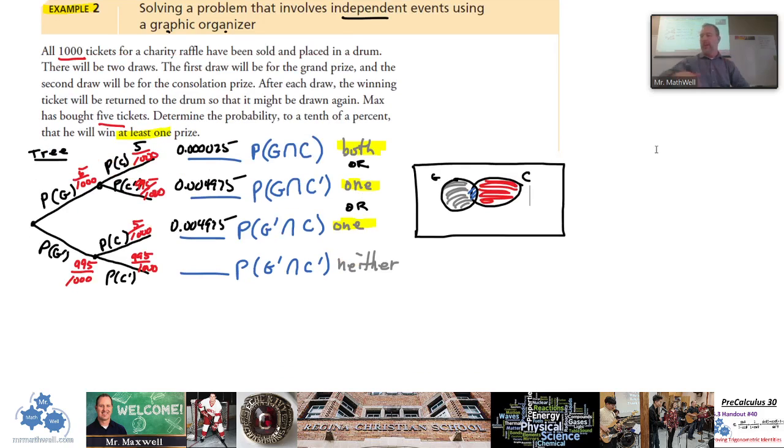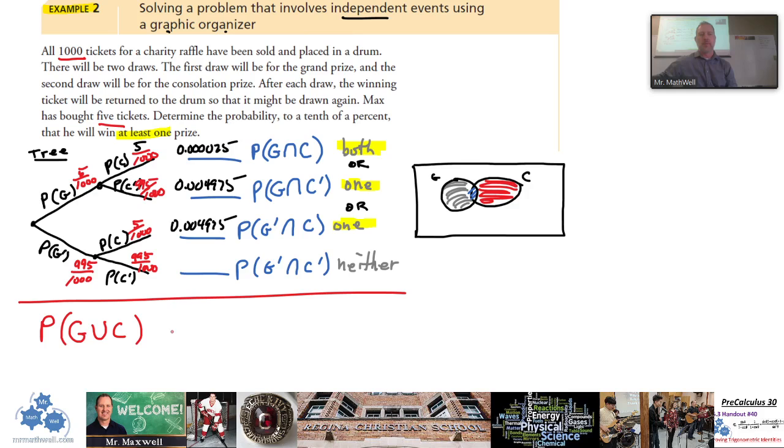For example, the principle of inclusion and exclusion. This is a good part where you just do the math part, and the organizer is great, but let's just see what the other side looks like. So what we're doing, we're looking for the probability of G or C. We add the probability of G plus the probability of C minus the probability of G and C. Do you remember that from last chapter? I think it was chapter 4 we did that.